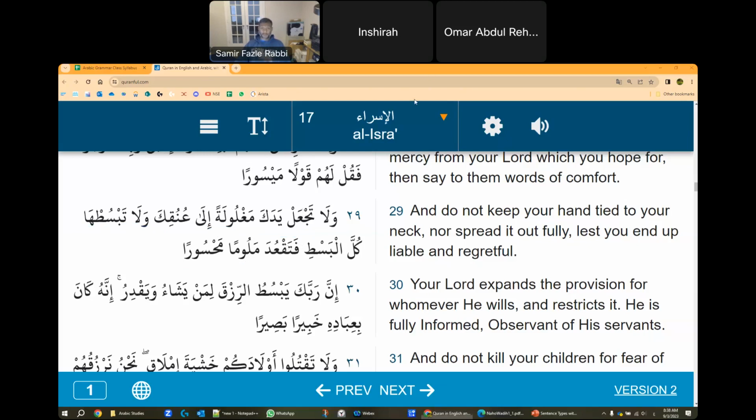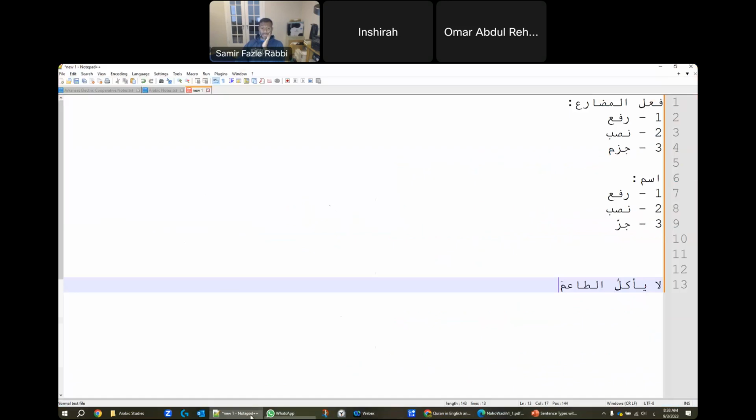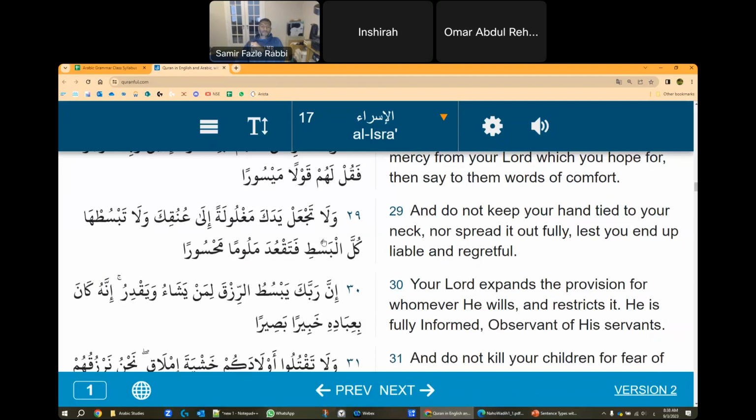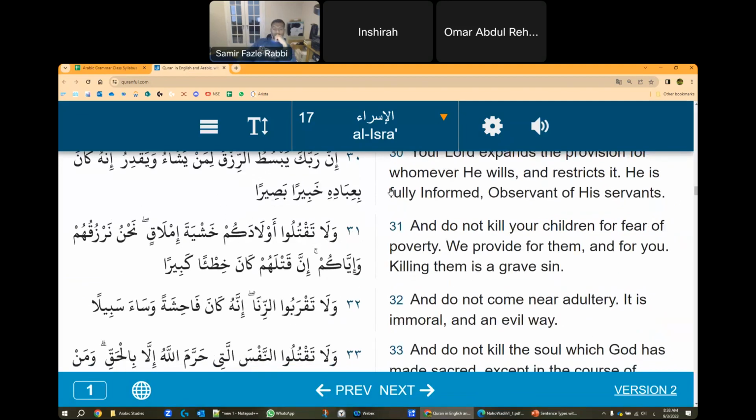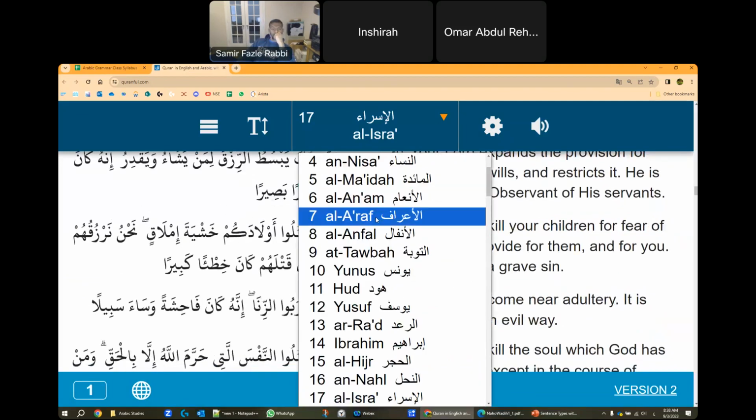So here, this is a command. Because it's a command, we put the sukun, sorry. We put sukun because it's a command. In this other example that I gave here, la ya'kulu ta'am, it's just an observation. I'm not commanding anything. Nobody's getting commanded. It's just like he doesn't eat food or solid food or whatever. Does that make sense? Yes.